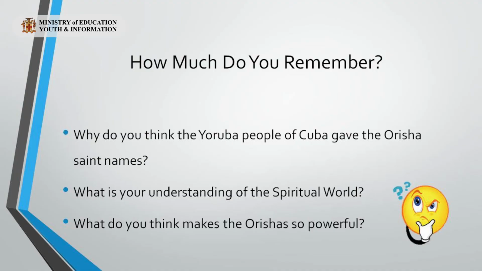So in today's lesson, you learned about Santeria. We discussed a brief synopsis of their origin, and you learned about two major teachings. So now it's over to you. How much do you remember of what was taught in today's lesson? I have three questions for you. Why do you think that the Yoruba people of Cuba gave the Orisha saint names?